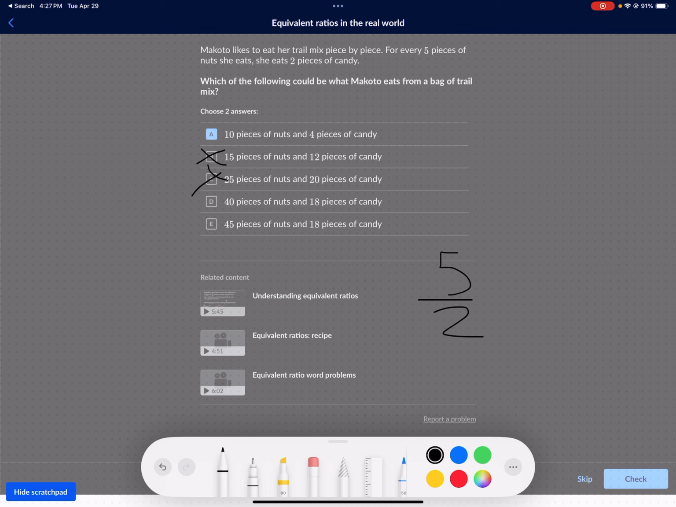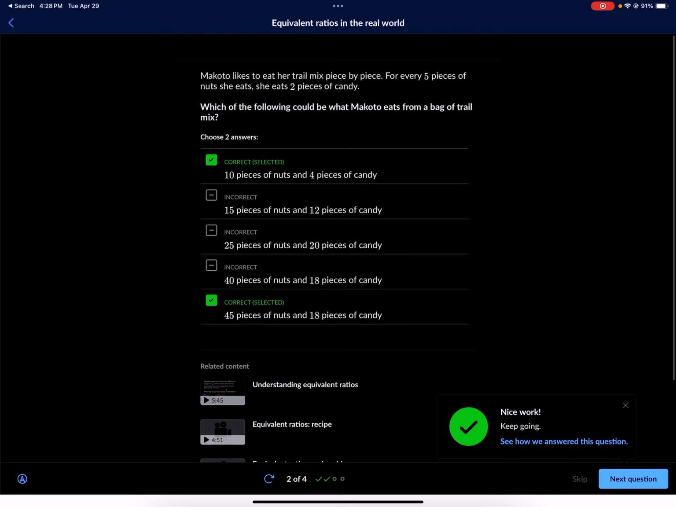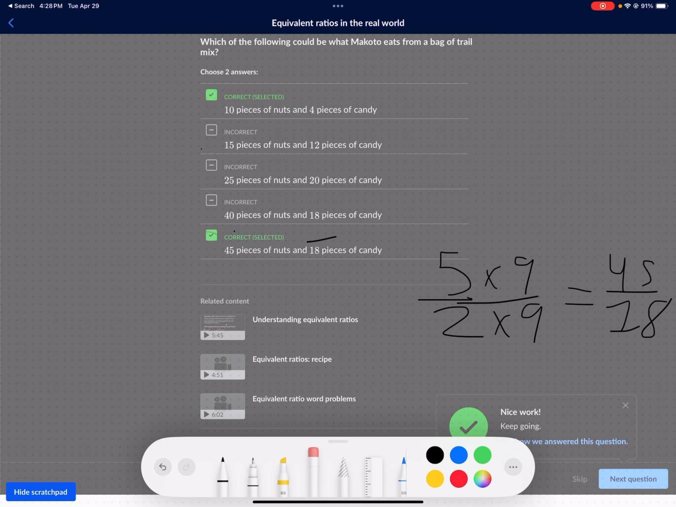Okay, 40. What gets us 40 from 5? 8. So 2 times 8, what are we going to get? 40 over 16. And that means this is wrong as well. E is correct here. And this is because we take 5 and 2, multiply each by 9. So we get 45, which is shown here, and 18, which is shown here. So that means that A and E are the correct answers here. So if you got that right, great job. If you didn't, here are the videos. And otherwise, happy studying.